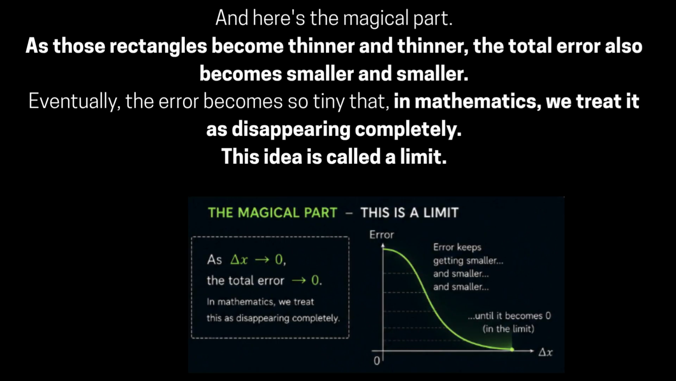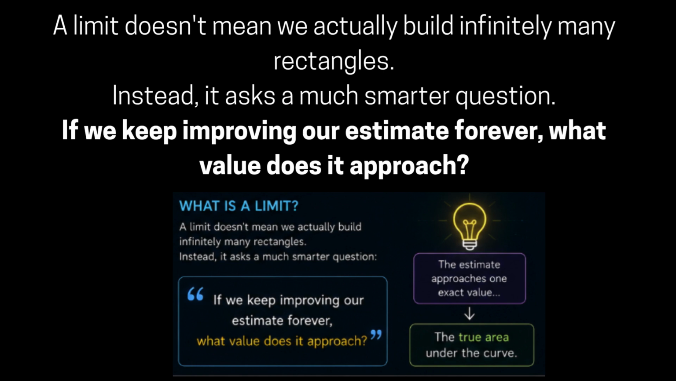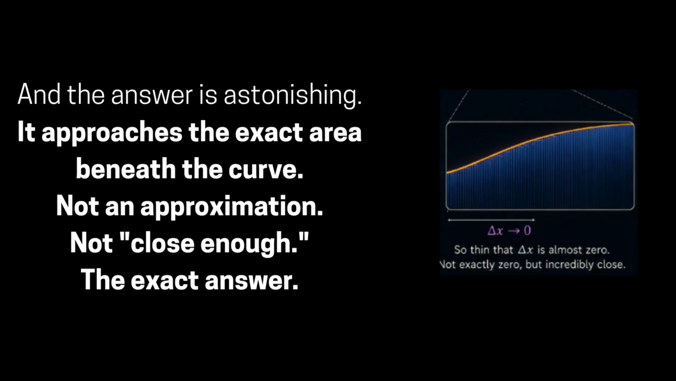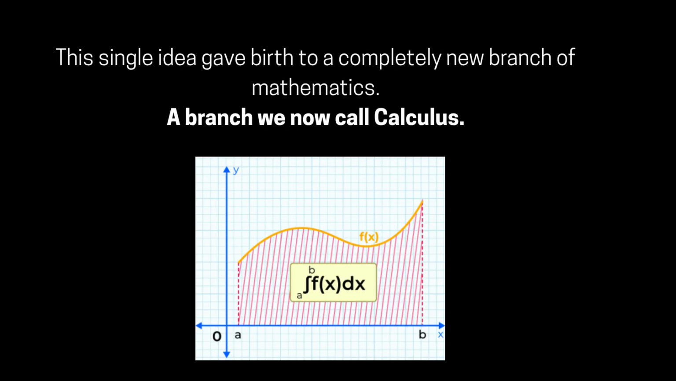And here's the magical part. As those rectangles become thinner and thinner, the total error also becomes smaller and smaller. Eventually, the error becomes so tiny that, in mathematics, we treat it as disappearing completely. This idea is called a limit. A limit doesn't mean we actually build infinitely many rectangles. Instead, it asks a much smarter question. If we keep improving our estimate forever, what value does it approach? And the answer is astonishing. It approaches the exact area beneath the curve. Not an approximation. Not close enough. The exact answer. This single idea gave birth to a completely new branch of mathematics. A branch we now call calculus.